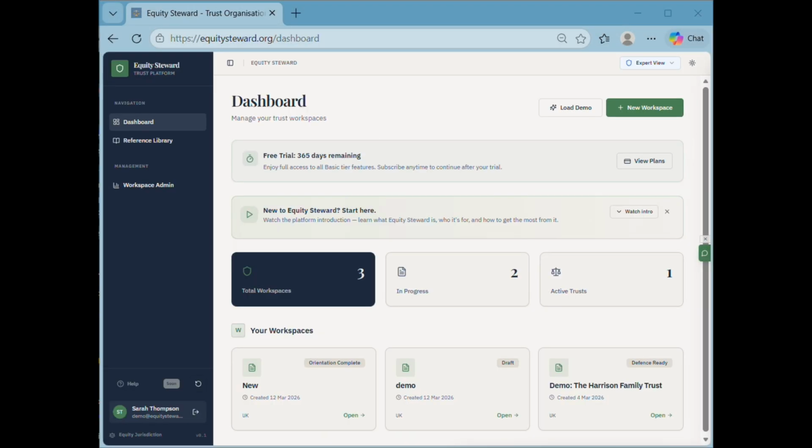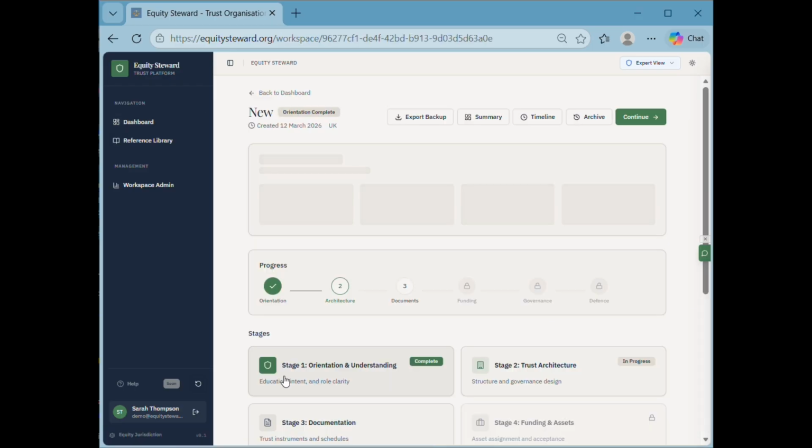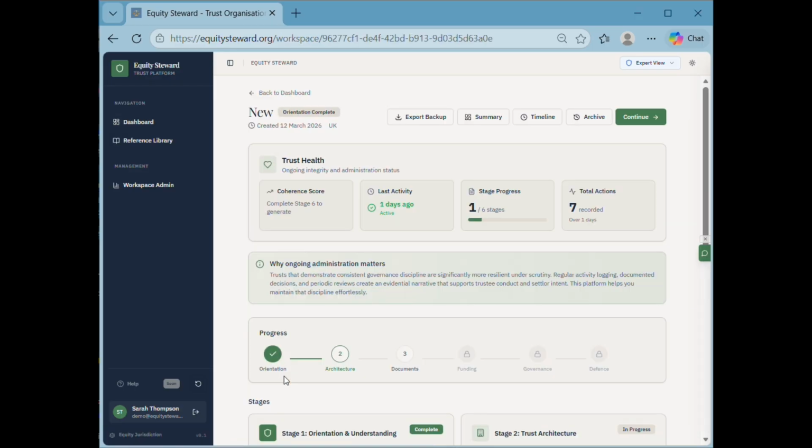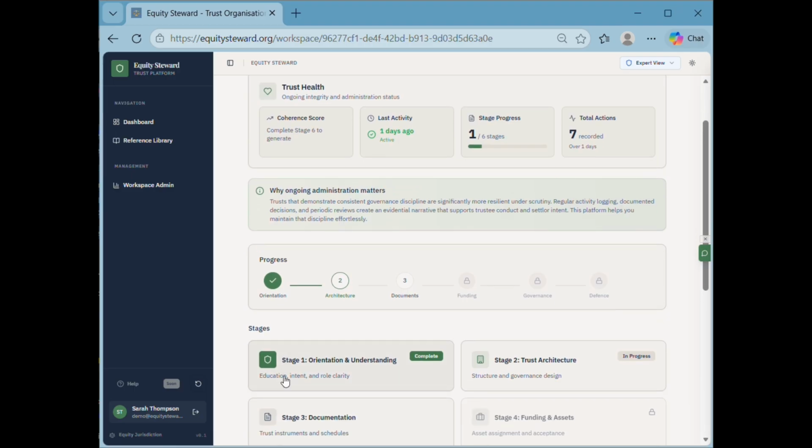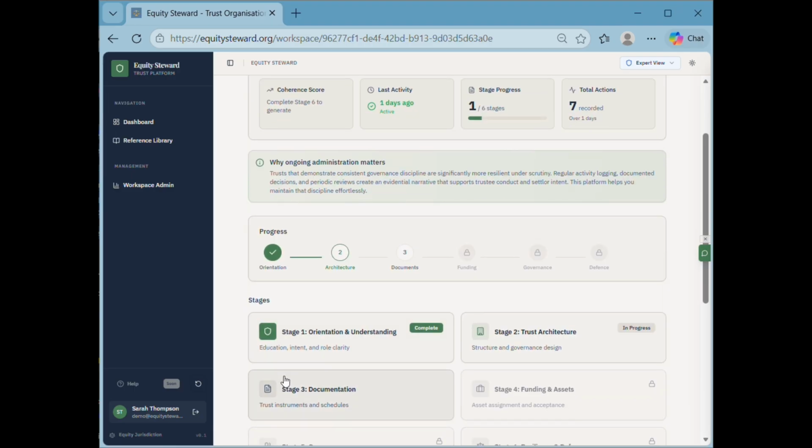In the previous video, we established the orientation of the trust workspace, the purpose of the trust, the roles involved, and the opening context. But once that foundation is in place, the next question becomes much more structural. What actually holds the trust together over time? That is the role of trust architecture.